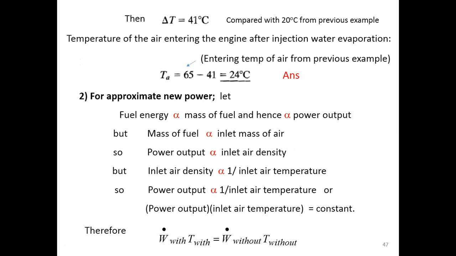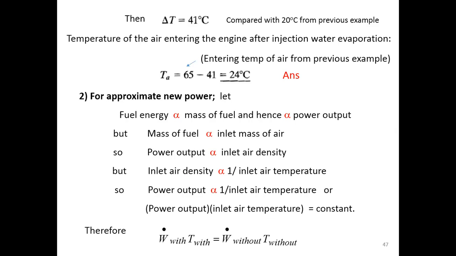Down to 24. It's much, much lower, right? Here, that means the density will be high, not low, will be high, right? Okay. So how about the approximate new power, right?